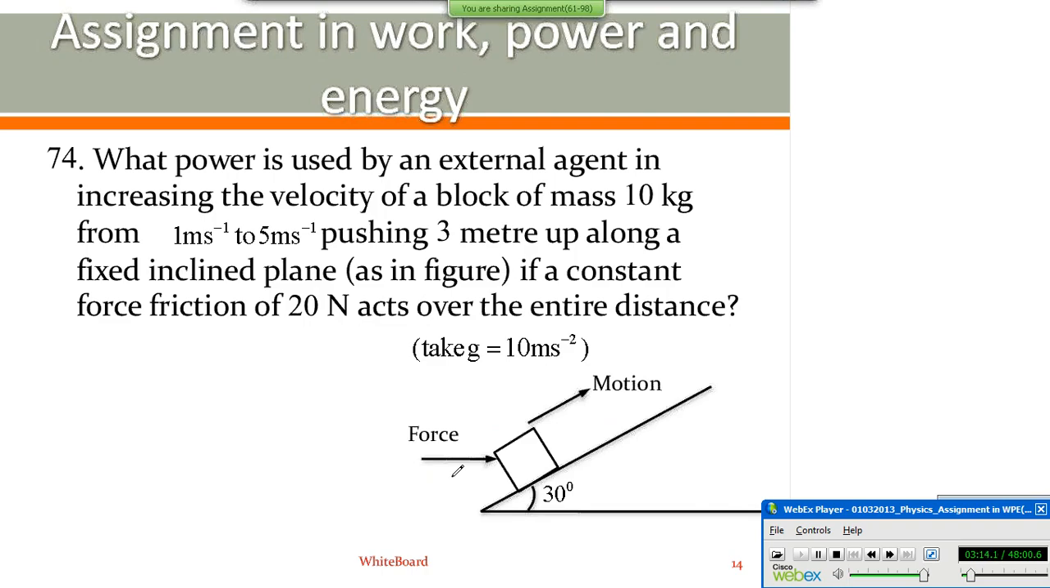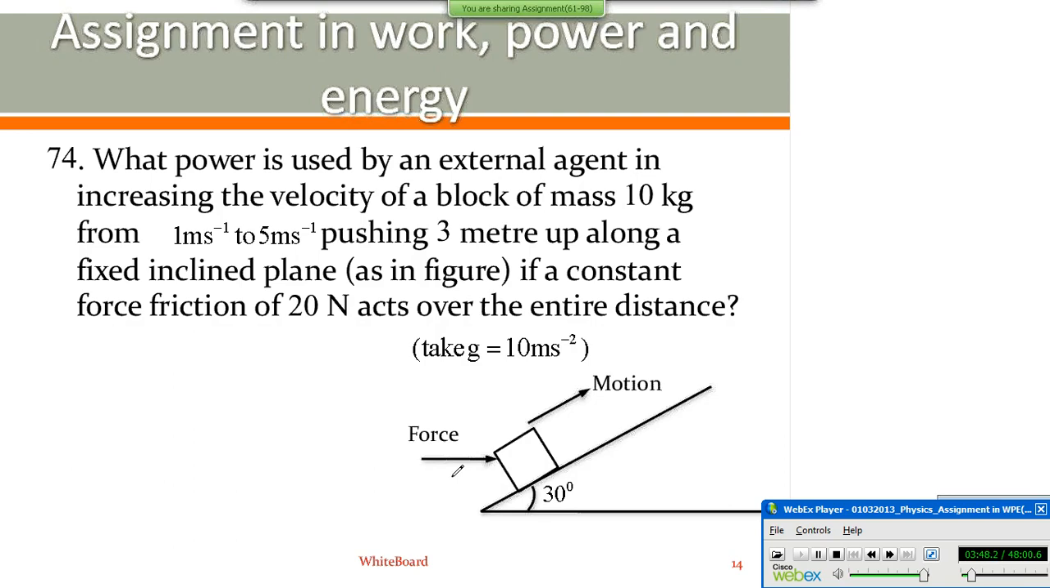What power is used by an external agent in increasing the velocity of a block of mass 10 kg from 1 meter per second to 5 meter per second, pushing 3 meters up along a fixed inclined plane, as in the figure? A constant force of friction of 20 newtons acts for the entire distance. Take g equal to 10 meter per second squared. This problem can also be solved by the work energy theorem. That is, the change in the kinetic energy of the block is equal to the total work done by all the forces acting on the block.